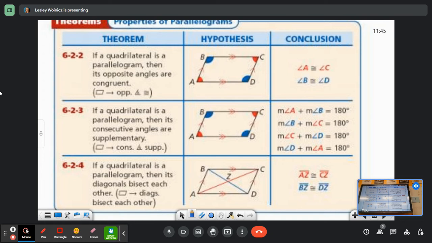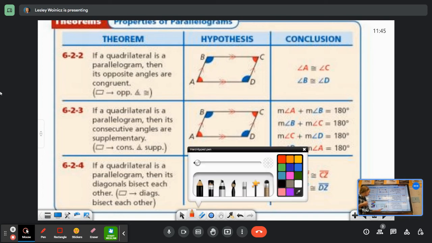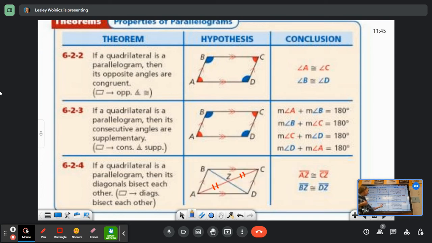If a quadrilateral is a parallelogram, then its diagonals must bisect each other. Do you guys remember what bisect means? Cut in half. Yep, the choppers and halfers. So if I have this parallelogram, then I know that AZ is congruent to ZC, and BZ is congruent to ZD. Okay, easy peasy.